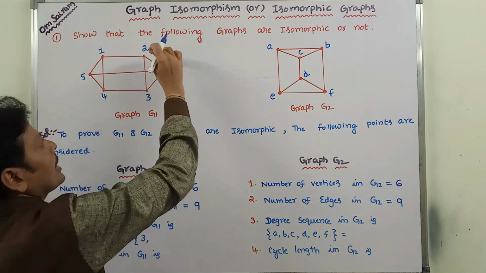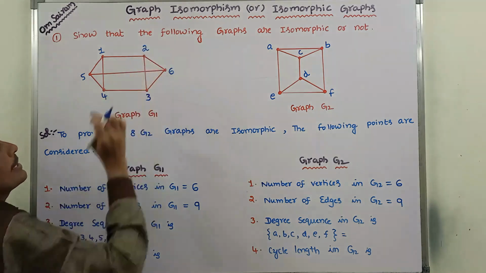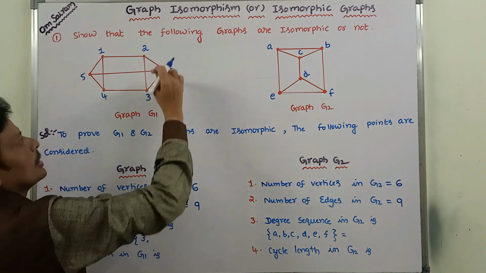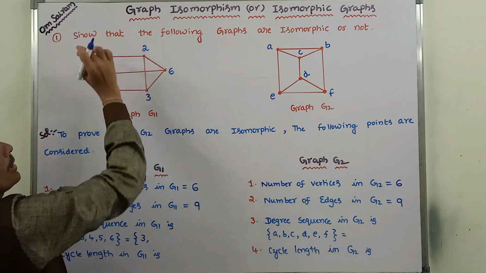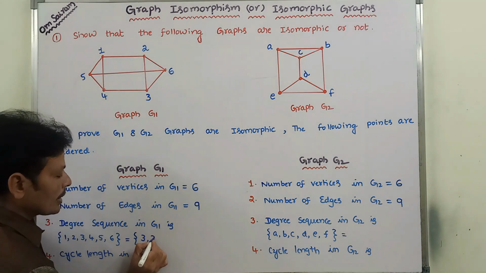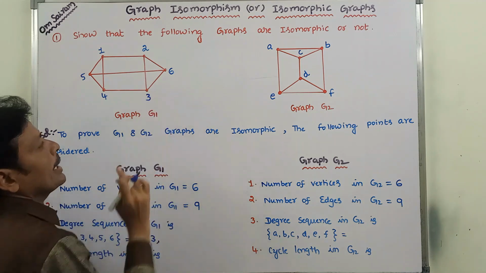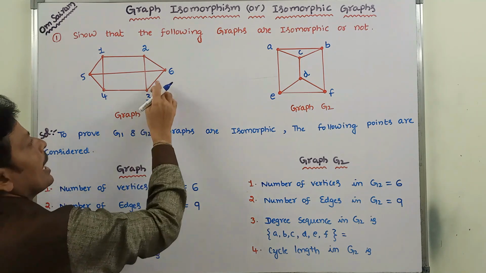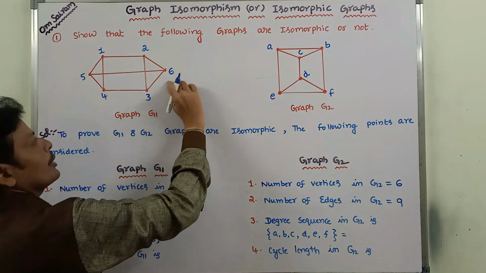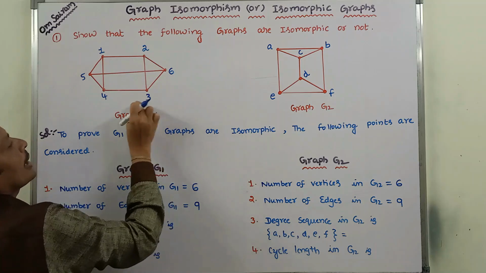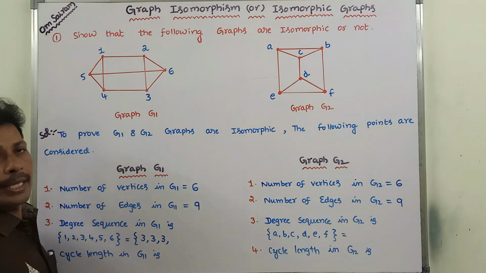Then what is the degree of vertex 2? 3 edges are incident on vertex 2, that is 2 to 6, 2 to 3, 2 to 1. So the degree of vertex 2 is 3. Next, what is the degree of vertex 3? 3 edges are incident on vertex 3, that is 3 to 6, 3 to 2, 3 to 4. So the degree of vertex 3 is 3.